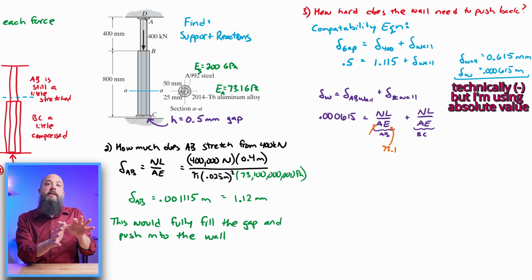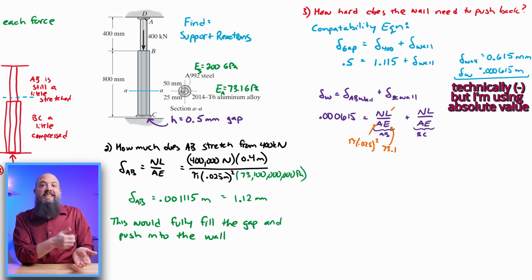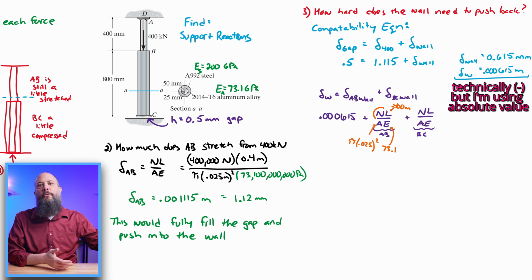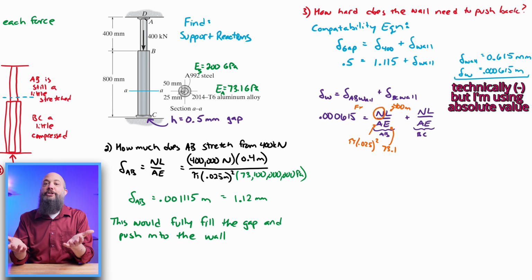So for AB, this N will be the reaction force on the wall. L is the 400 millimeters. Area is the same pi r squared from before. And E is also the same Young's modulus from before.